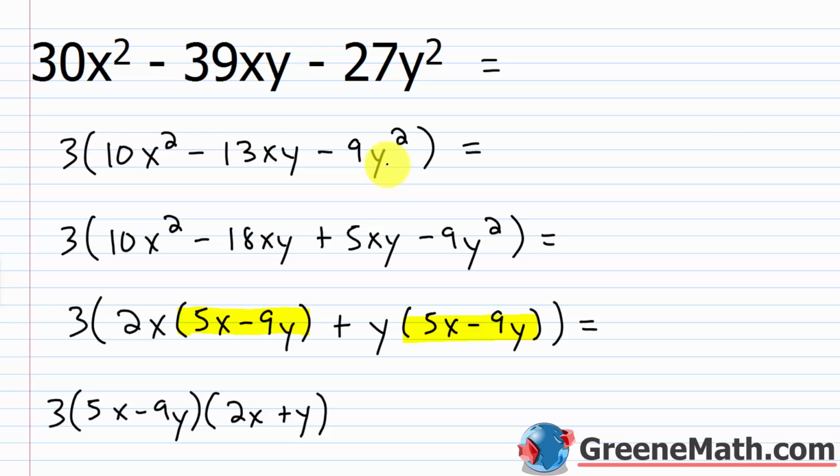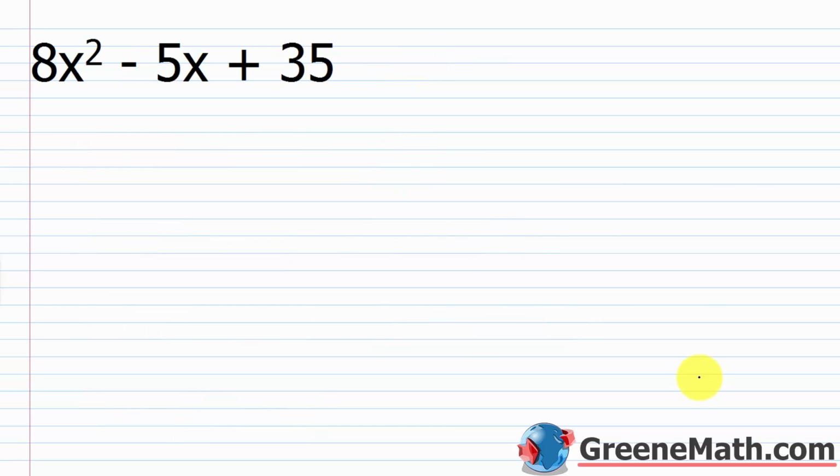So let's look at one more. And for this one, I gave you one that's a bit tricky. So we have 8x squared minus 5x plus 35. Nothing you can pull out to start, so let's just look at what we need. We need 2 integers whose product is 8 times 35, which is 280, and whose sum is negative 5. So this is my product, and this is my sum, right? Negative 5.